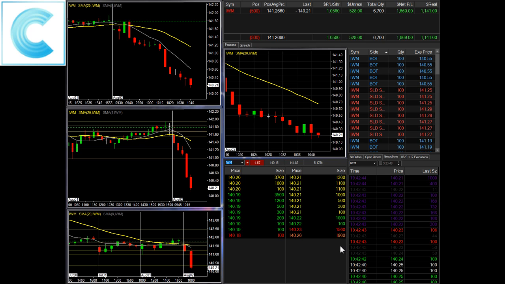Whoops. Alright, so we got some purples coming back in again. And ask size looked a little bit larger. Alright, we'll give it another minute. Let's see what happens. We'll correlate everything, these three windows together.